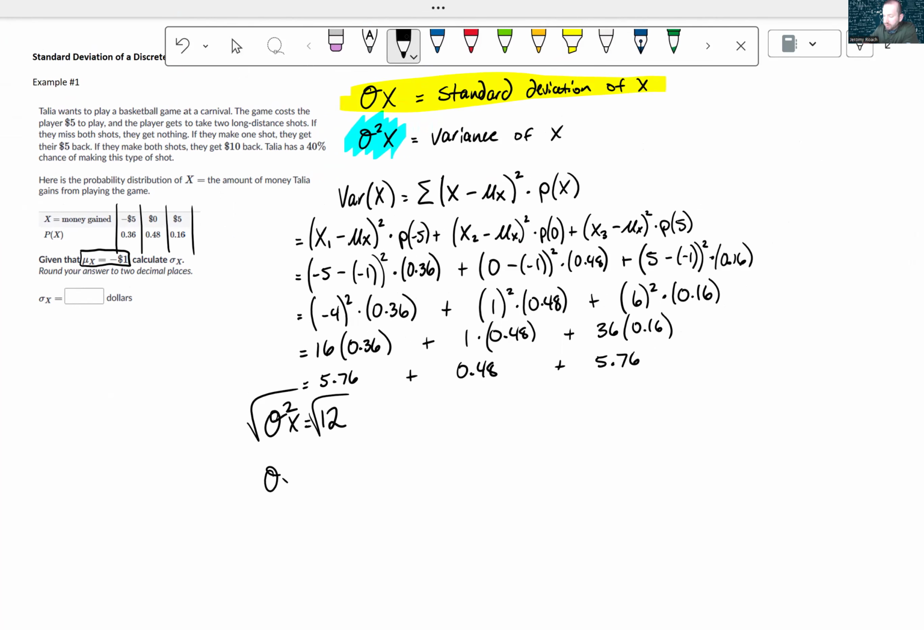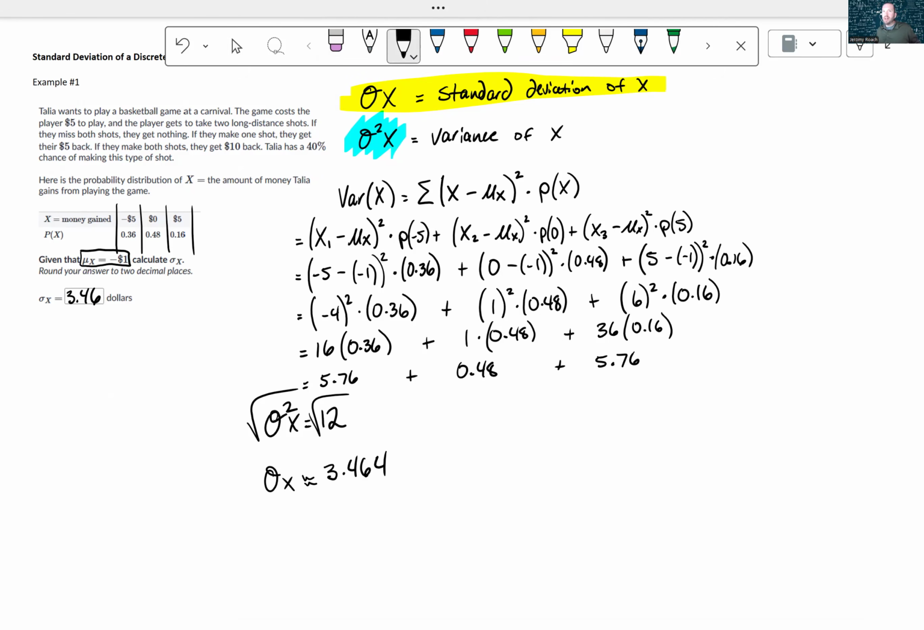So now we got the standard deviation is about equal to 3.464. And it wants us to go to 2 decimal places. So this is going to be $3.46.